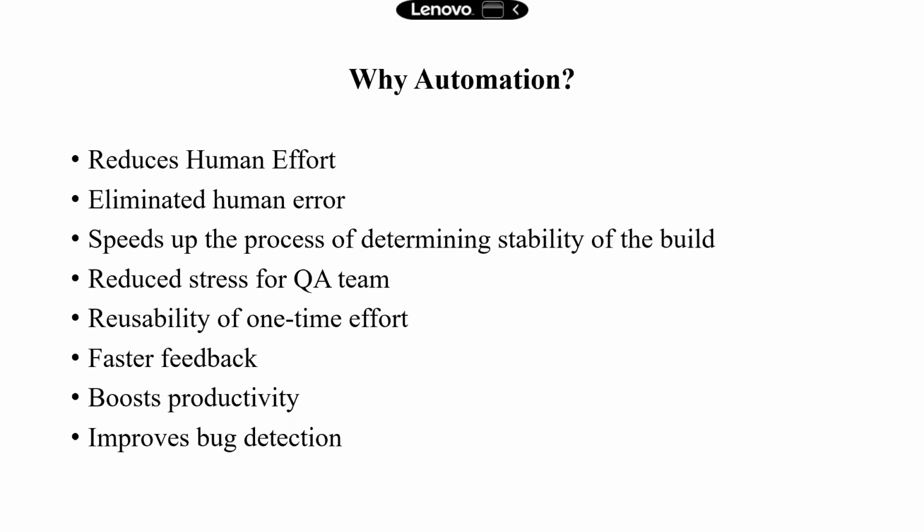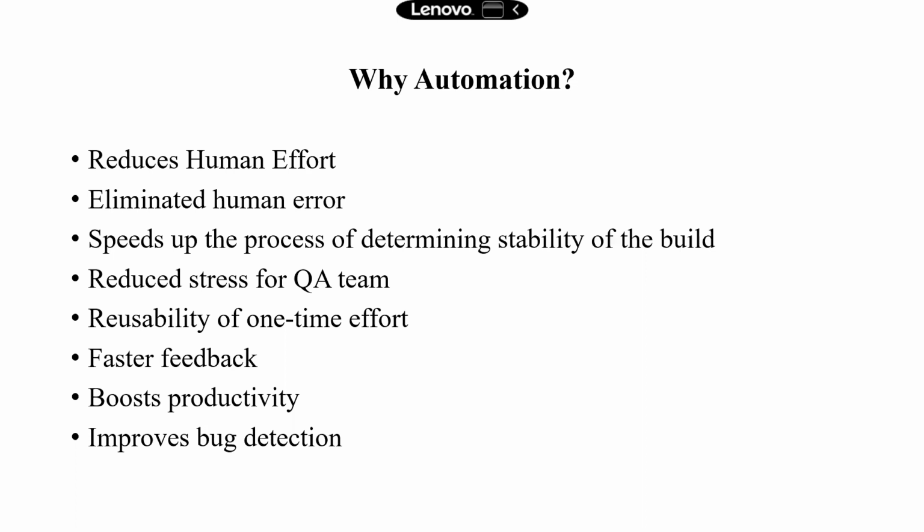Then comes faster feedback. This is already clear from the third point, which was speeding up the process of determining the stability of the build. When we are speeding up everything, we are ultimately speeding up the feedback. The faster the testing is performed and the scripts are executed, the faster the response we get. And then we are ultimately boosting productivity when everything is happening on time and we are getting quality results. Then we are improving bug detection, when we are not spending 10 or 15 days executing the plan manually.